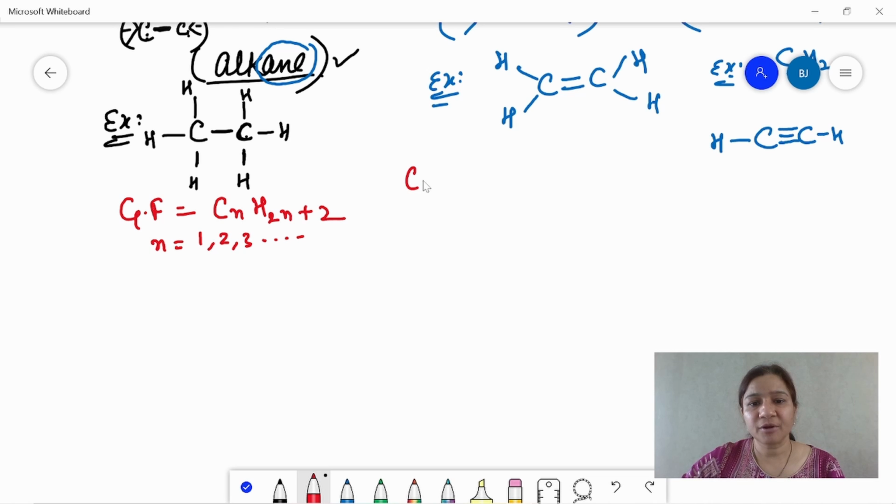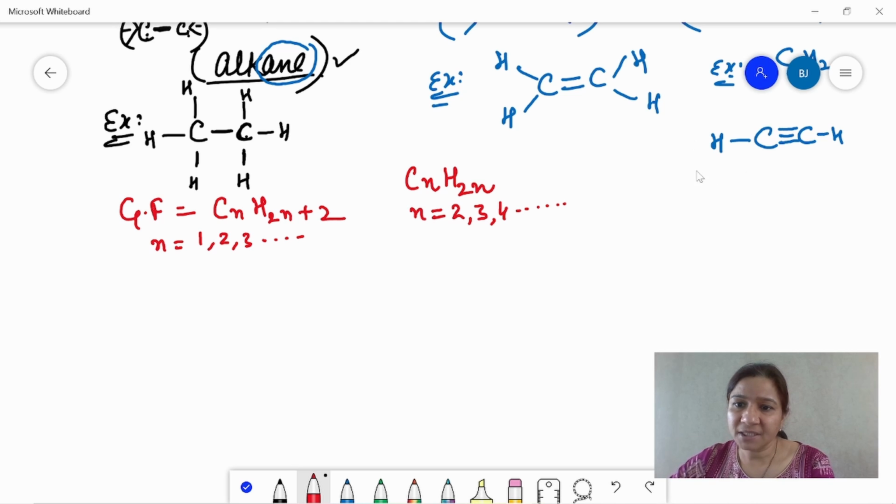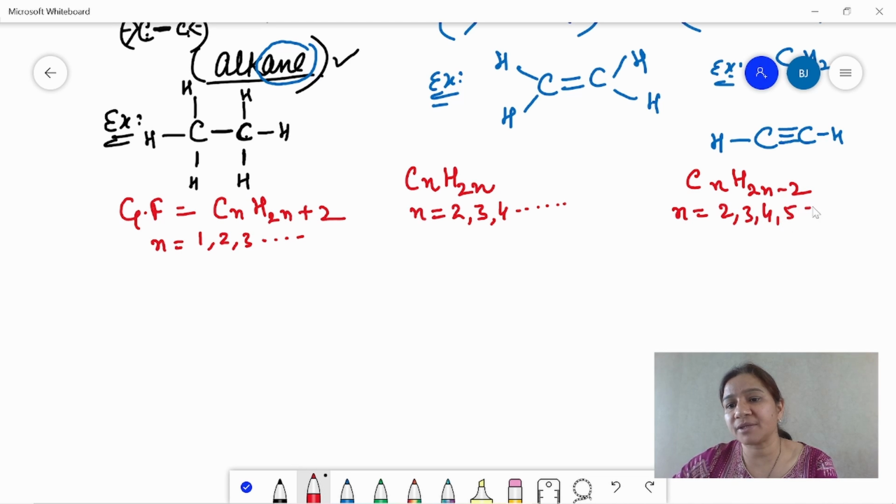Similarly, the general formula of alkenes will be CnH2n, where the n value will start from 2, 3, 4 and so on, right? Now, when I am writing the general formula of alkyne, it will become CnH2n-2, where again the n value will start from 2, 3, 4, 5 and so on.